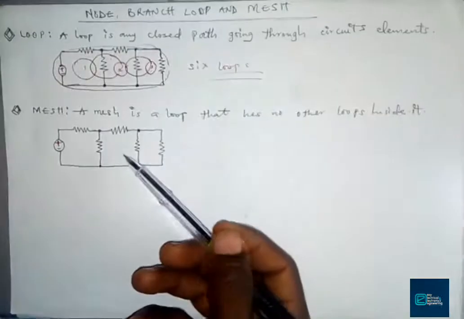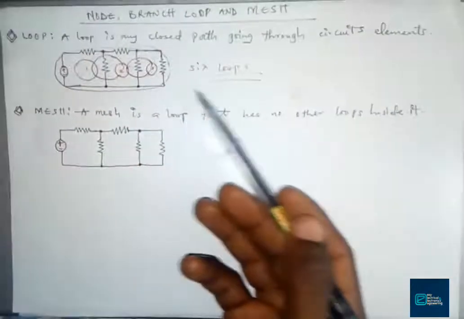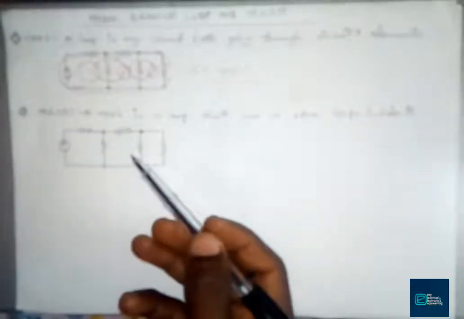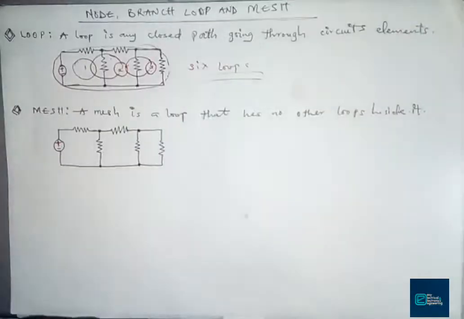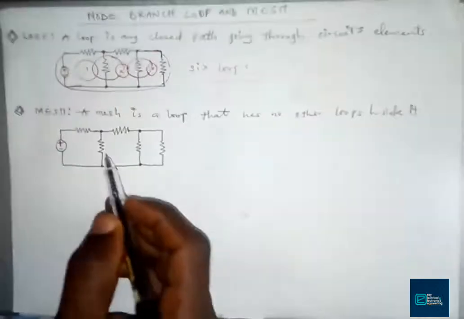So when we're talking of a mesh, a mesh is an example of a loop which has no other loop inside it. Which means a mesh is always a loop, but a loop is not necessarily a mesh. So we can say a mesh can be analogized as a window pane. It's like a window.